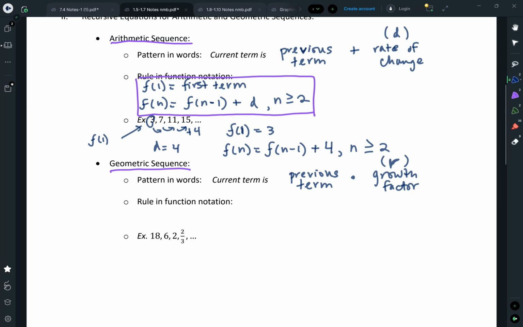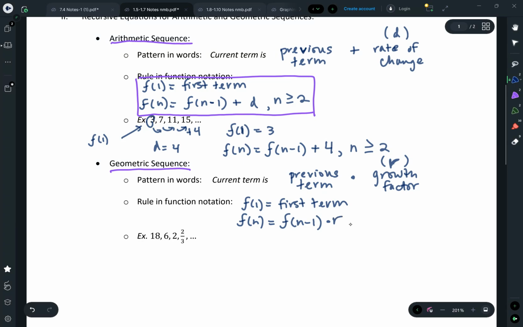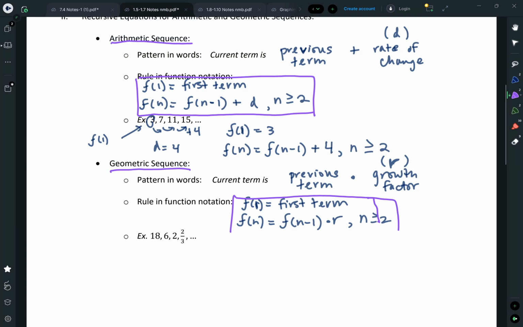So the way I would write out a rule for this one is I would write that f of 1 equals my first term. And then to find the nth term, I would take my previous one and I would multiply it by whatever r is. And again, that's for anything after my first term. So n has to be greater than or equal to 2. So this is the way we're always going to write our geometric ones.